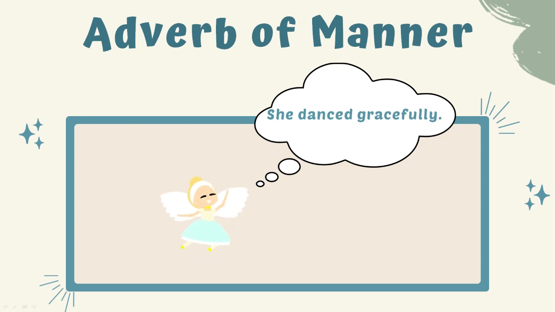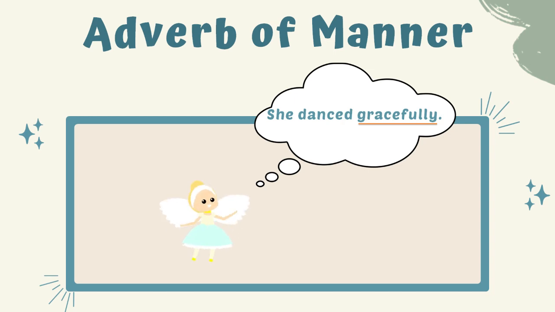So what is the adverb of manner in this sentence? Let's first answer a simple question. So how did the subject dance? The answer is gracefully. Therefore, gracefully is our adverb of manner.